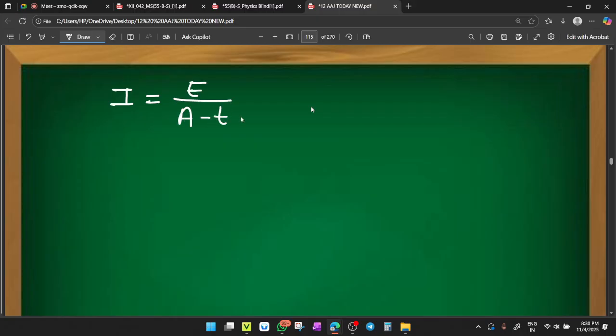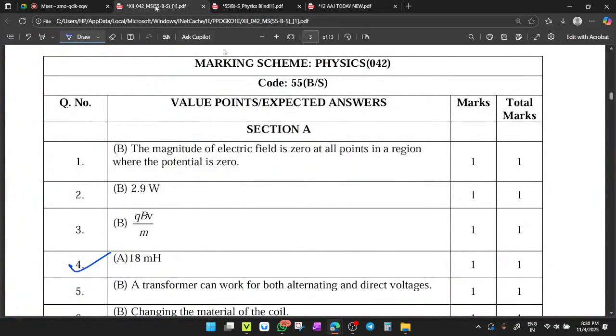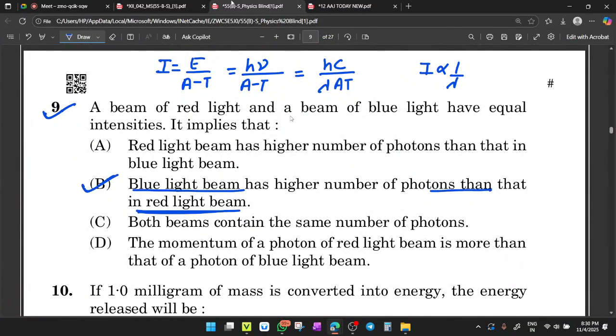Done. Students, some incorrect explanation was given, so I am going to explain it once again. Remember, intensity equals energy per unit area per unit time. Now the question is: a beam of red light and a beam of blue light have equal intensity. So intensity is given, the intensities are equal. We don't have the right to change the intensity, and in the previous explanation I changed the intensity.